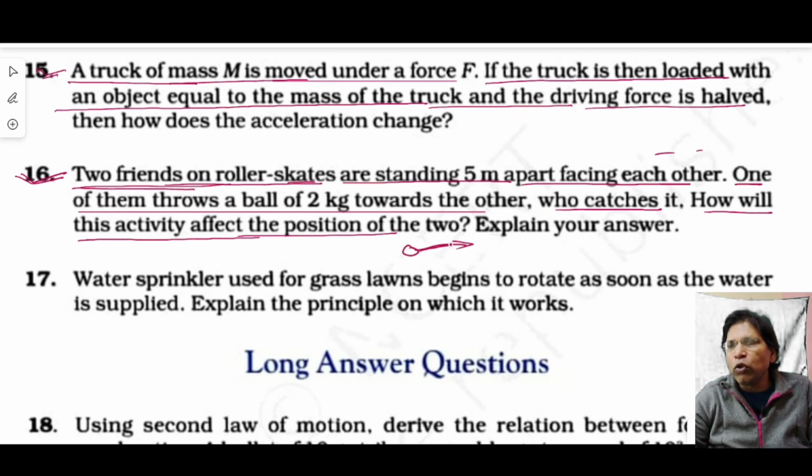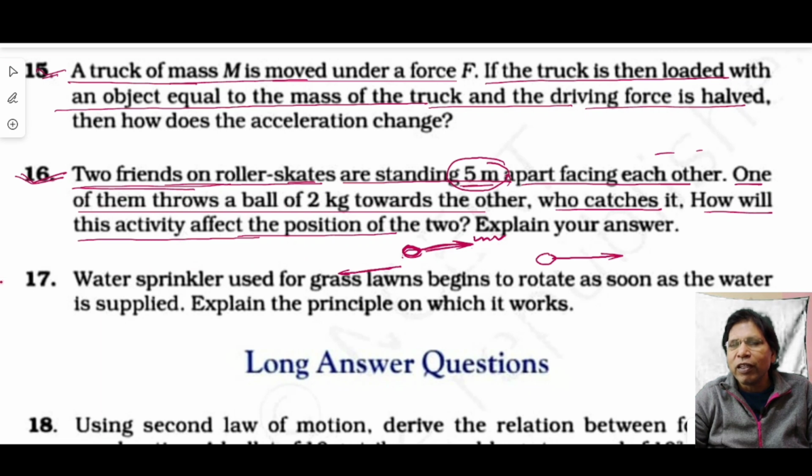When the skater throws the ball to the other, due to conservation of momentum, the ball gets forward momentum. The skater also gets equal momentum, thereby the person recedes from the ball. When the other skater takes the ball, he gains the momentum mv, and due to this momentum he moves backward. So they are not 5 meters apart, they are more than 5 meters apart.